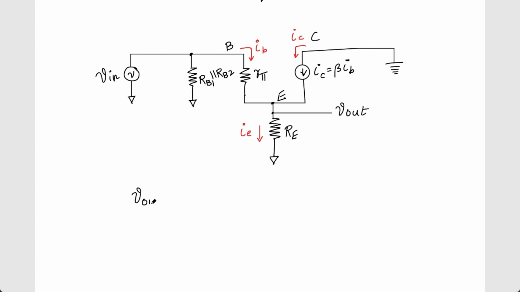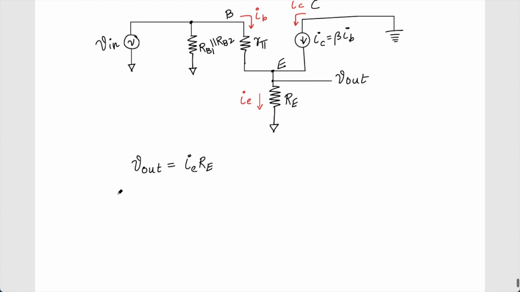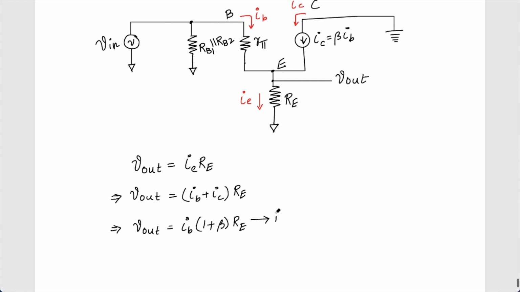Let's write it down. V out is equal to, if you see here, IE into RE. And what is IE? It implies my V out is the summation of IB plus IC into RE. Correct, because this IE is a summation of IB and IC, and we know that IC is beta times IB, which implies my V out will be equal to IB into (1 plus beta) into RE. So this is my equation number 1.